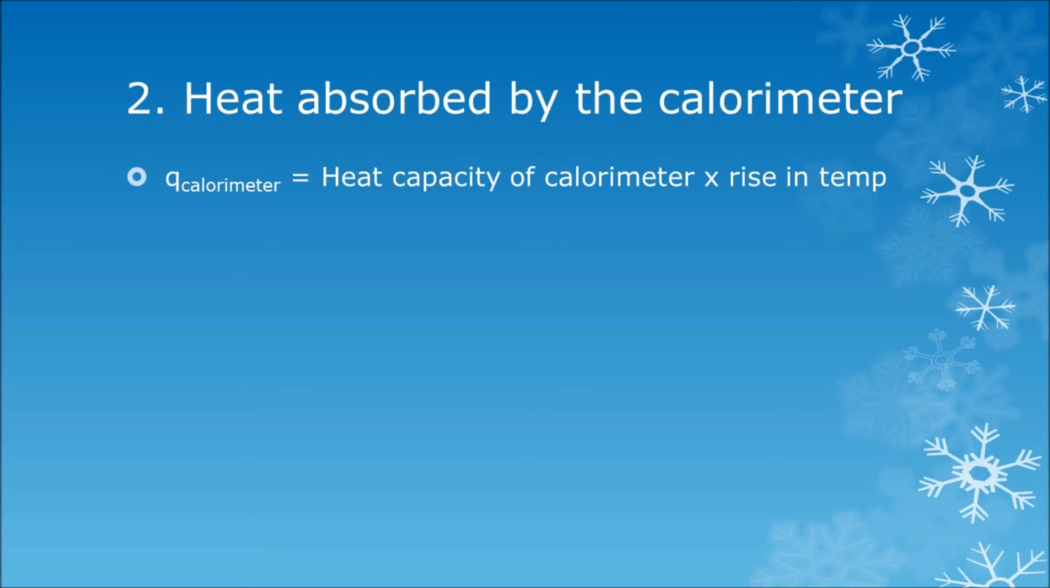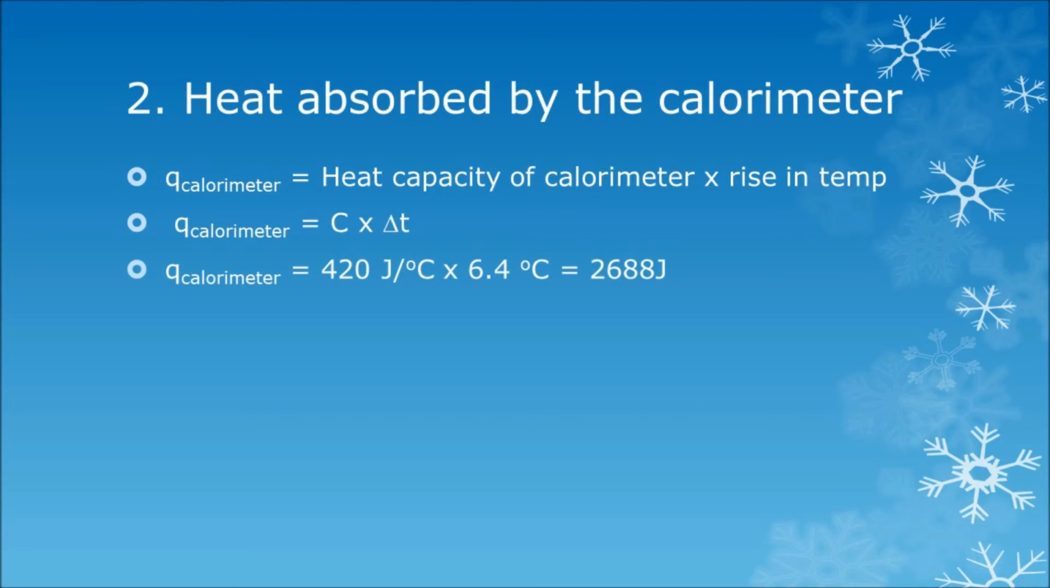The specific heat capacity is unique in the sense that the value represents the energy required for 1 gram. The heat capacity gives you the amount of energy required to raise the temperature of the total mass of the calorimeter. So it's also called the calorimeter constant at times. 420 joules per degree Celsius times 6.4 degrees will give you 2688. The units cancel out, giving you a unit of energy.